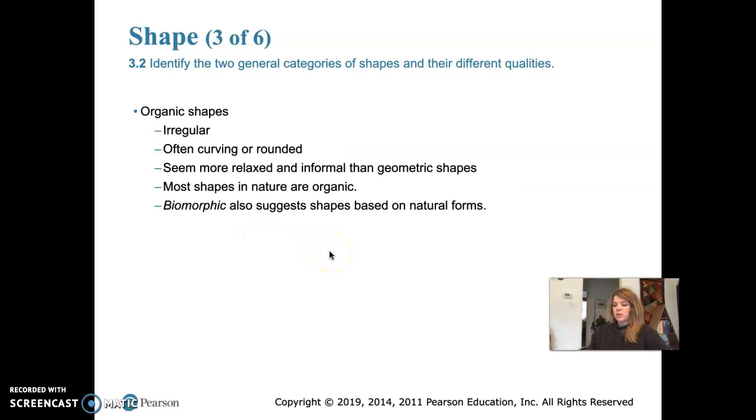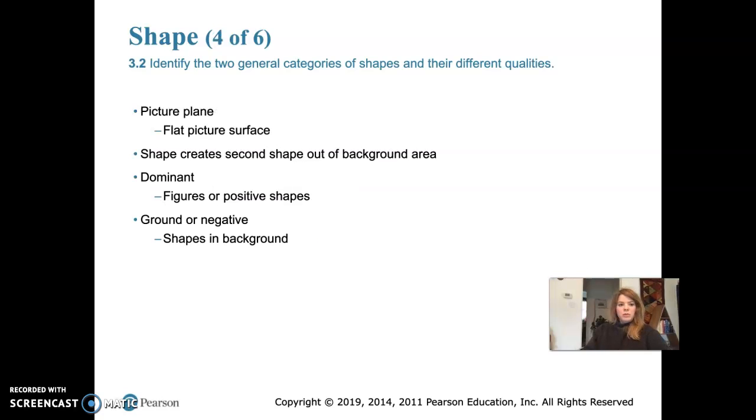Organic shapes, this is a different type of shape here. Organic shapes are irregular, often curving or rounded, and they seem more relaxed and informal than geometric shapes. Most shapes in nature are organic, such as stones or a winding river or a bending branch. So organic shapes are definitely much more free-flowing, whereas geometric are typically made with the use of tools by man. And biomorphic is another type of shape, and they're based on natural forms.